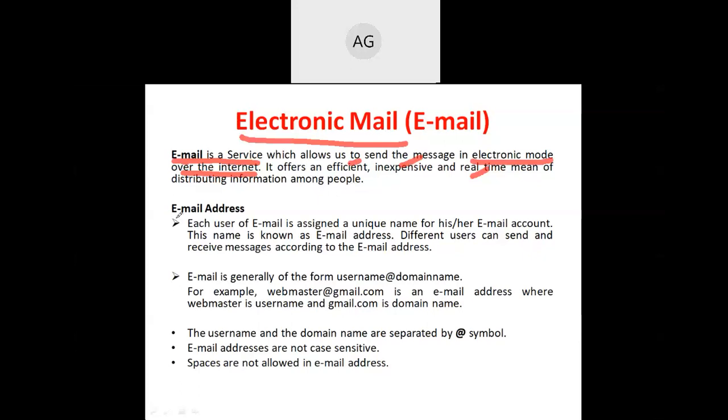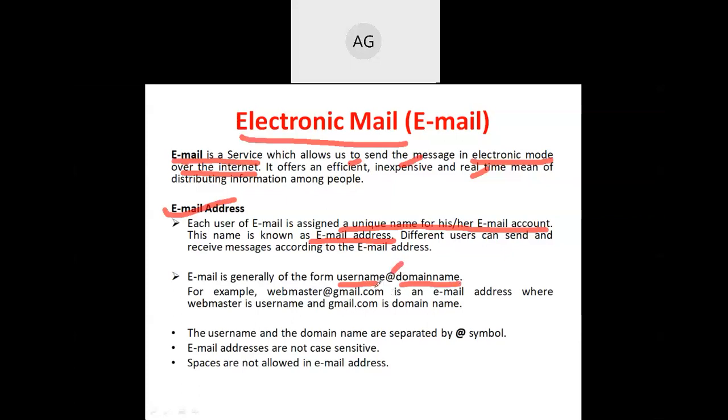For using email, we need to use the email address. Each user of email is assigned a unique name for his or her email account. This name is known as the email address. Different users can send and receive messages according to the email address, so the email address is very important in relation to email. An email address is generally of the form username at the rate domain name. This is the general format of writing the email address.